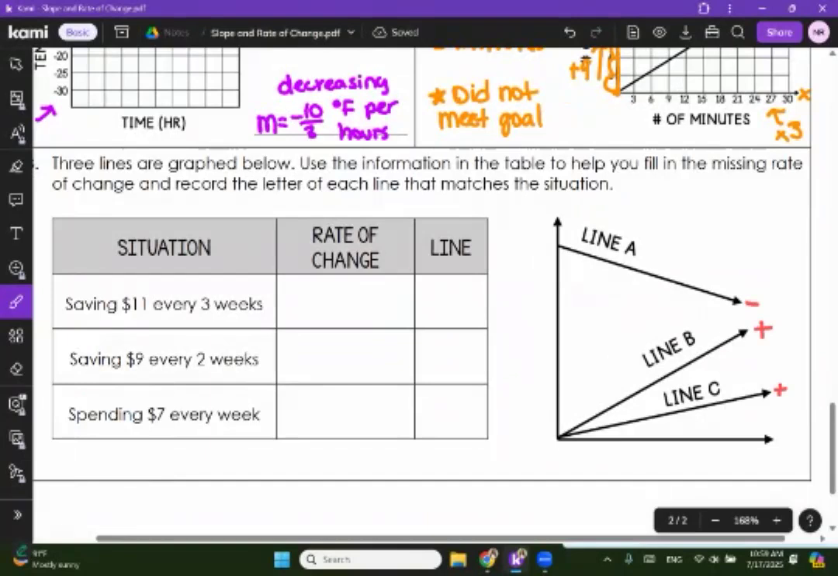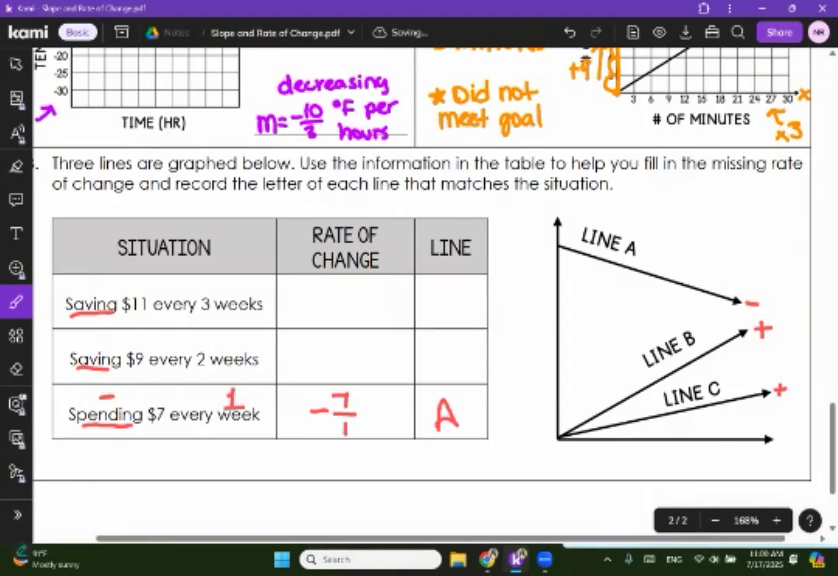Well, two of the situations talk about saving money, but the last one talks about spending money. So which one do you think that one's going to be? That one's going to be line A, spending. And since we are spending, we are subtracting, right? We're decreasing $7 every week. Every how many weeks? Meaning 1 week. So that is negative 7 over 1.